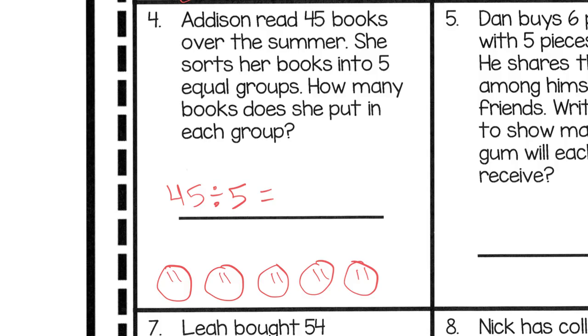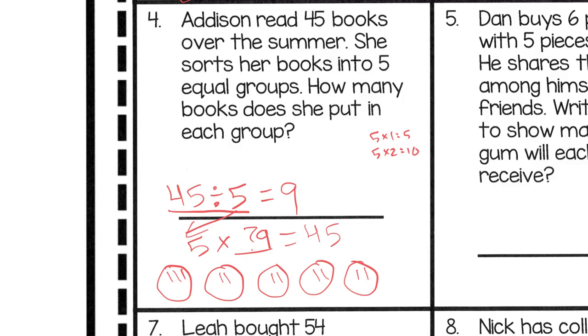The other way I could do it is I could flip-flop it. I could put that number at the front and I could say 5 times what number equals 45? Well, 5 times 1 is 5. 5 times 2 is 10. And if I keep going down there, we know that 5 times 9 is 45, which means that 45 divided by 5 is 9.